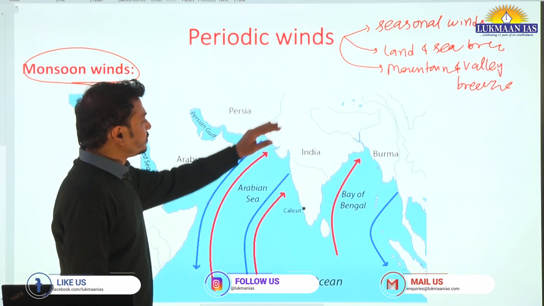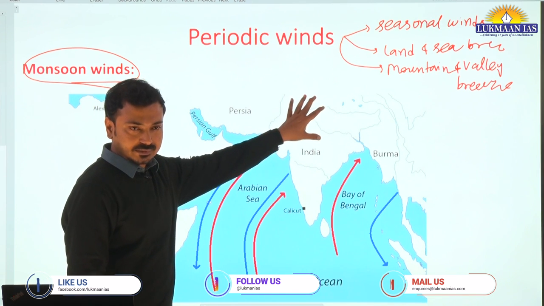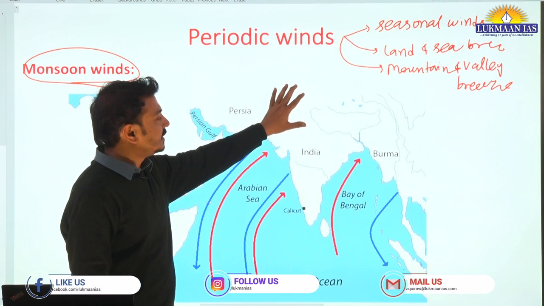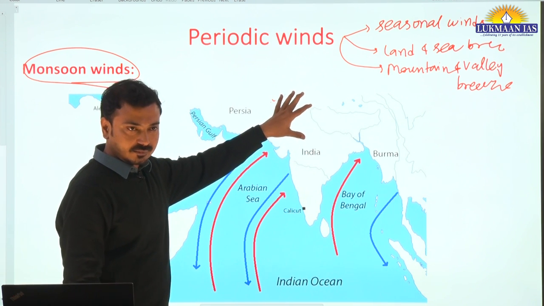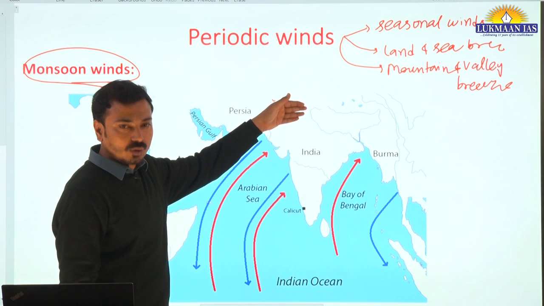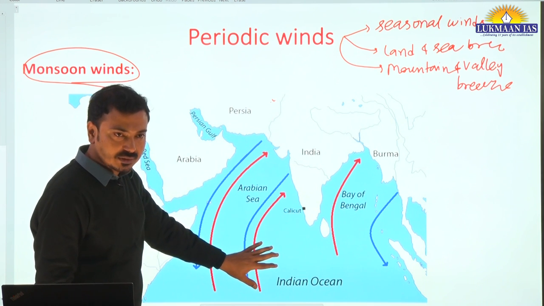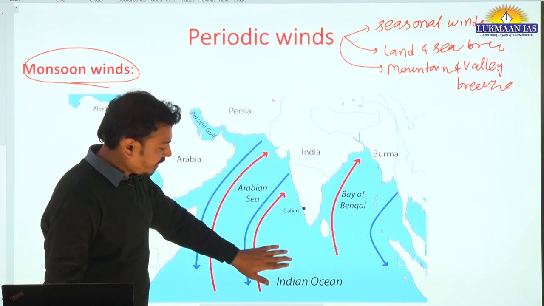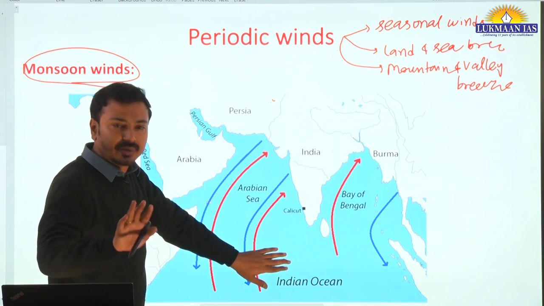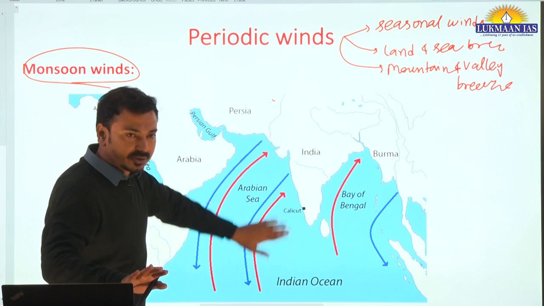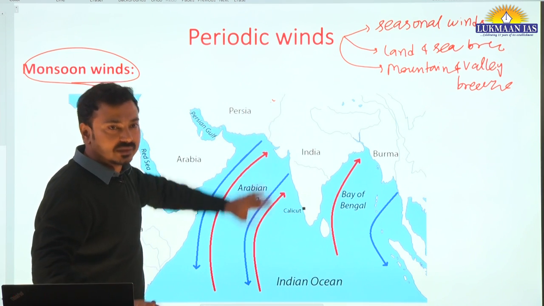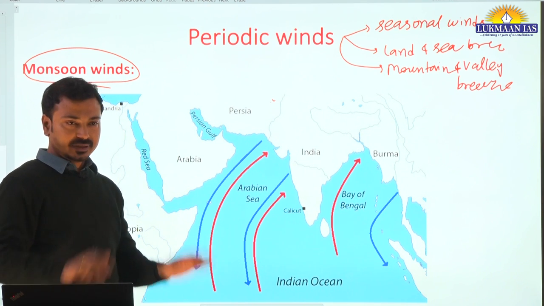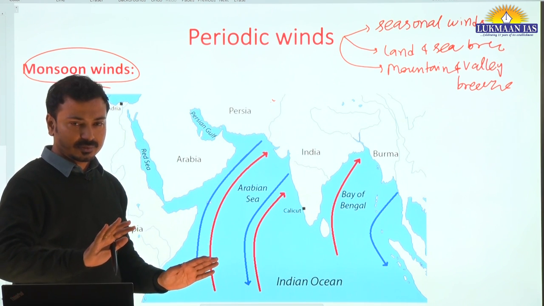So, this is land surface, Indian subcontinent, and during the summer it is intensively heated, and the land is heated more as compared to the ocean surface. So here comparatively low pressure is created, comparatively here there will be high pressure. The wind along the surface flows from high pressure to low pressure. These winds are nothing but monsoon winds.